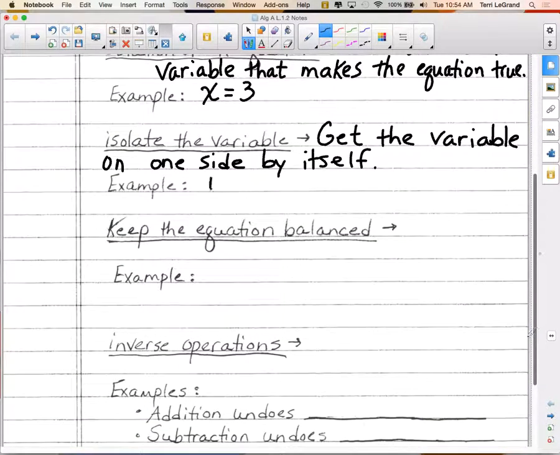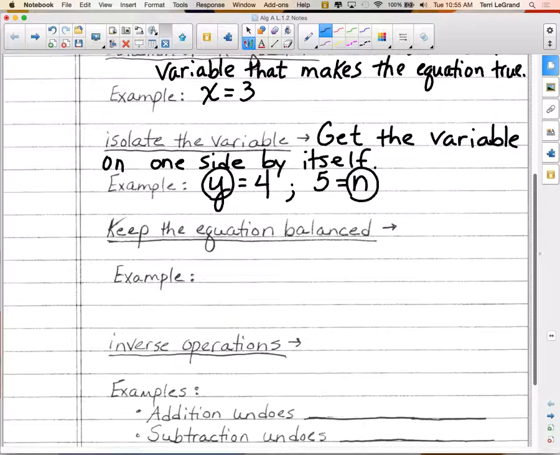We could say y equals, I don't know, 4. Now the variable's by itself on the left side. Or we could say, how about 5 equals n? That would still be a solution. The variable's by itself. Okay, so get the variable alone. Isolate it. Here it is isolated. Here it is isolated. It's by itself.